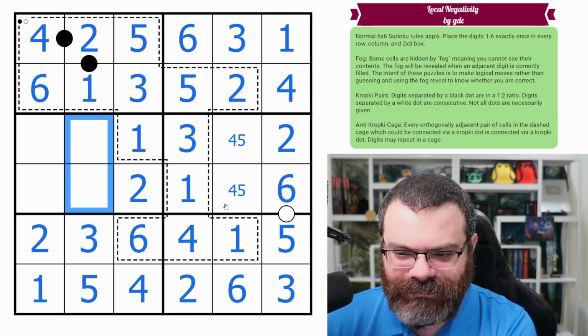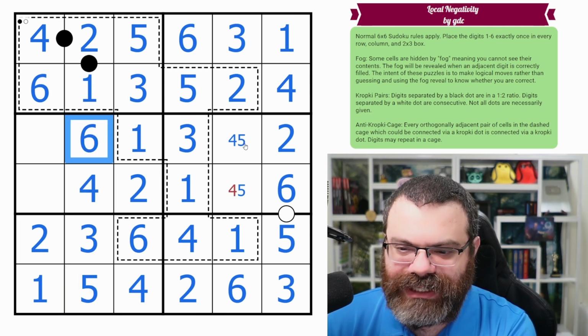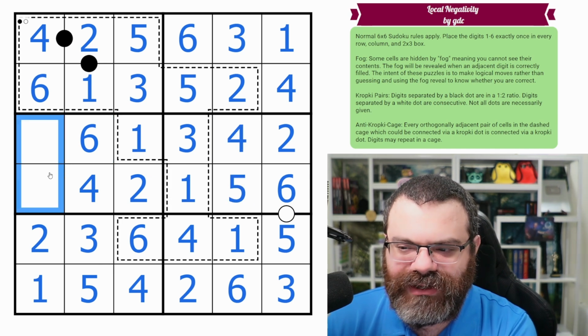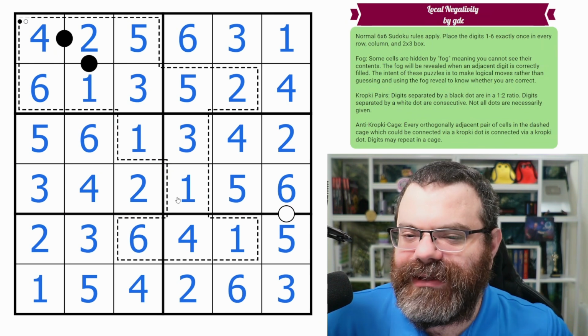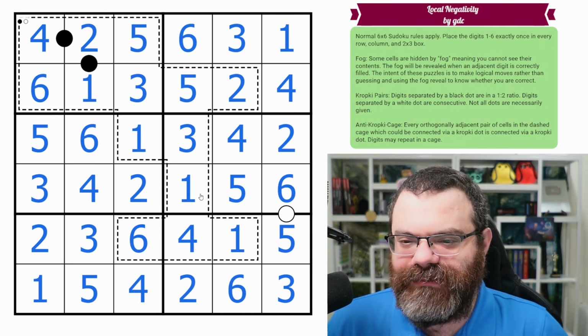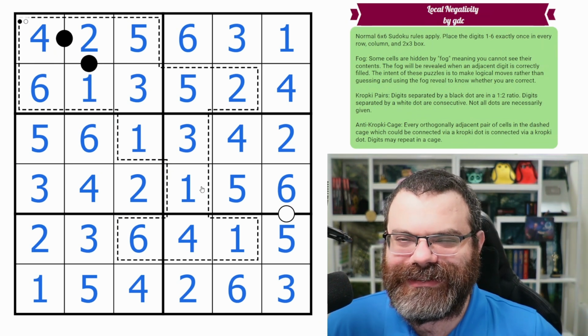We need 4 and 6 here. This 6 tells us that's 4 and 6. That's a 5 and a 4. And then over here we need 3 and 5. And we're done. Neat. Yeah, that anti-Kropke is extremely powerful in 6x6 because there's only 6 digits in general.